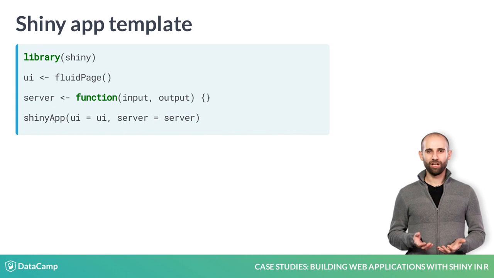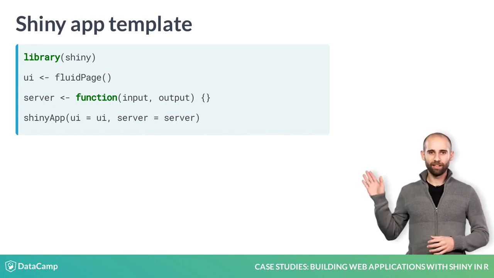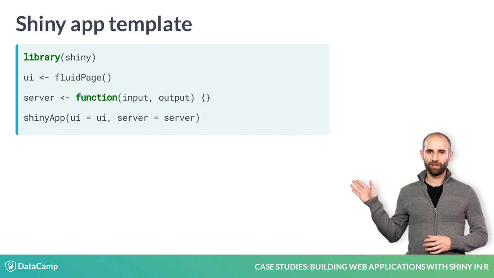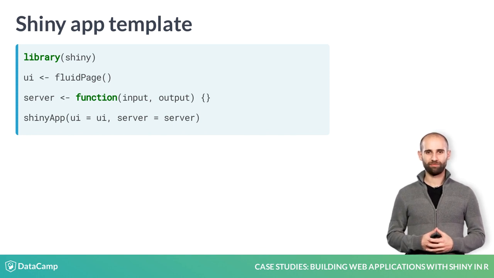Let's start by reviewing what a Shiny app looks like. These 4 lines of code create an empty Shiny application. You can use this template for any Shiny app you ever build. Let's break this down line by line.